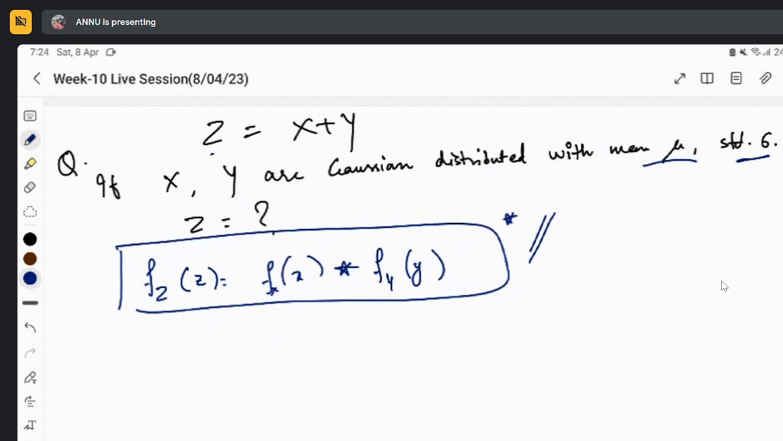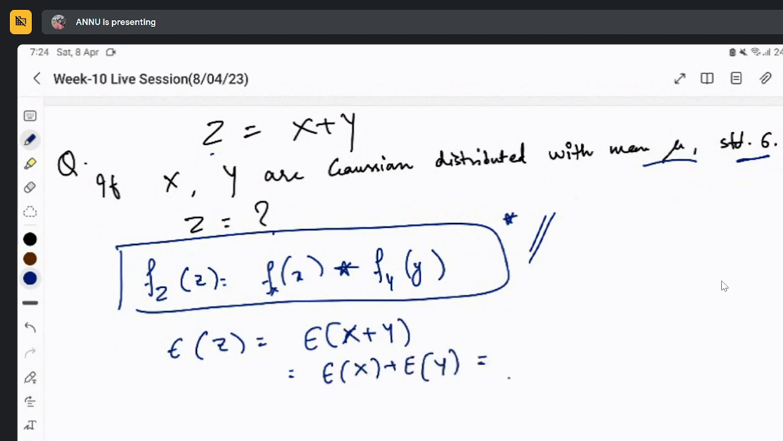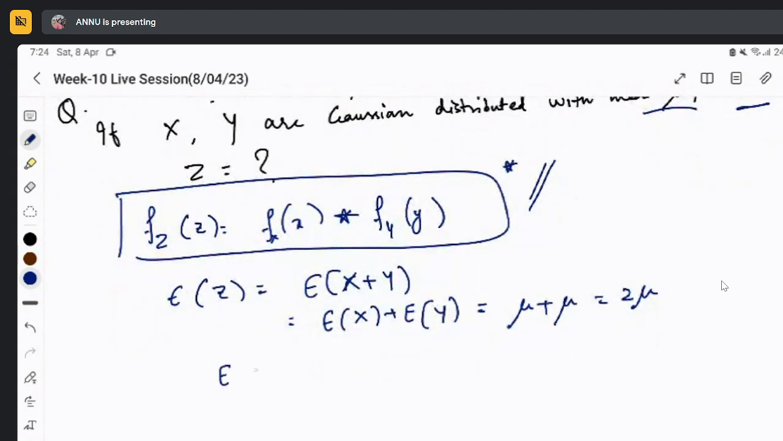So let us call this z. Do you know the expectation of x plus y? We saw it from the expectation property. This is mu plus mu, this is 2 mu. Okay, the mean will be combined.